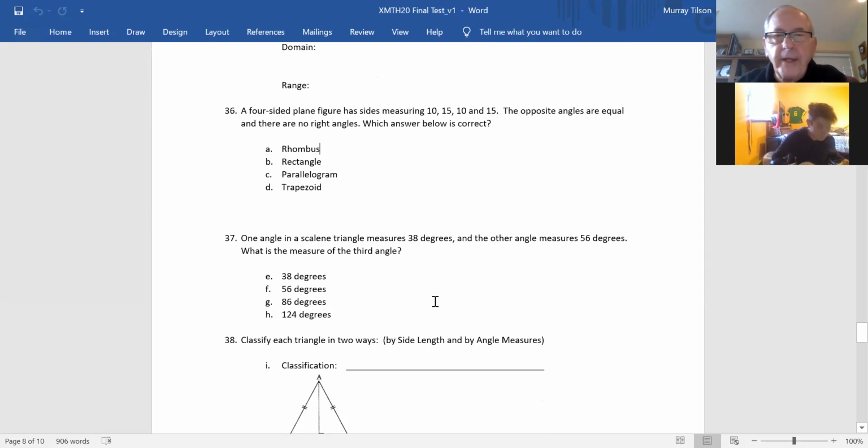Remember that all the interior angles of a triangle is equal to 180 degrees. All the interior angles of a four-sided figure has to be equal to 360 degrees.